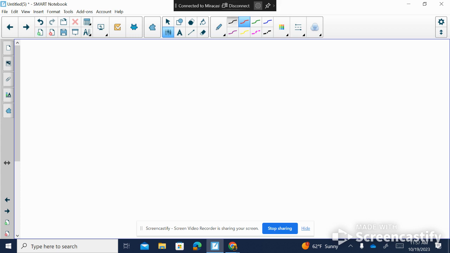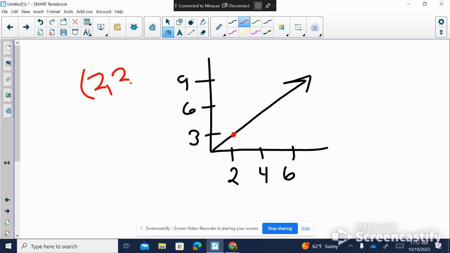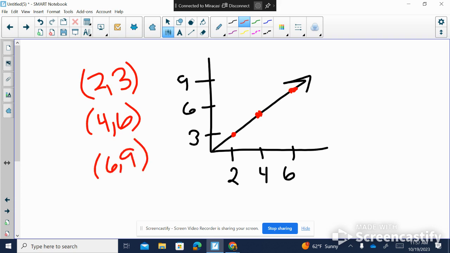Now, sometimes you might get something like this. Okay, so we have a proportional relationship, but when we are looking, we have like 2, 4, 6, and we have, let's say, 3, 6, and let's say 9, right? So I know that 2, 3 is a point on my graph. I know that 4, 6 is a point on my graph. And I know that 6, 9 is also a point on my graph.